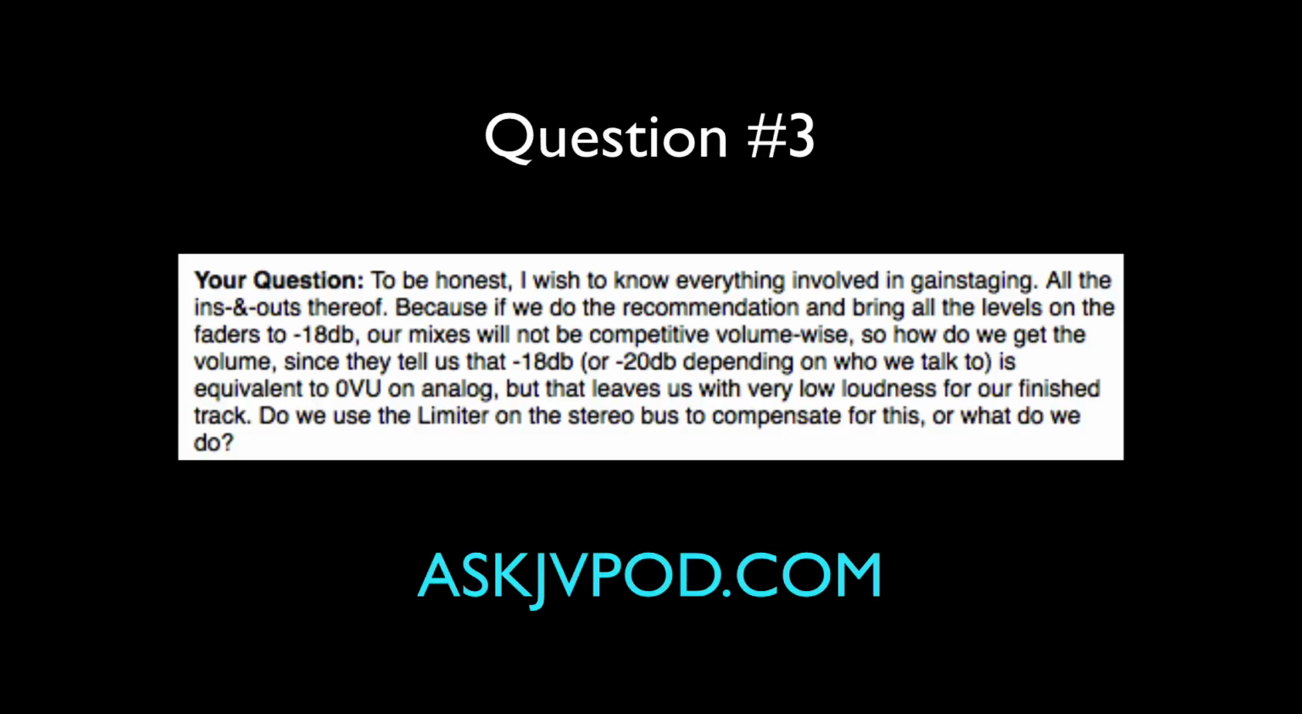This question comes from Axel. To be honest, I wish to know everything involved in gain staging, all the ins and outs thereof, because if we do the recommendation and bring all the levels on the faders to negative 18 dB, our mixes will not be competitive volume-wise. So how do we get the volume? Since they tell us that negative 18 dB is equivalent to 0 VU on analog. But that leaves us with very low loudness for our finished track. Do we use the limiter on the stereo bus to compensate for this, or what do we do?